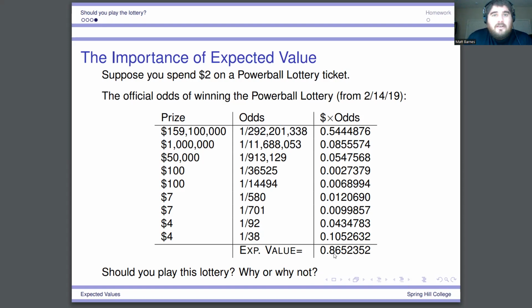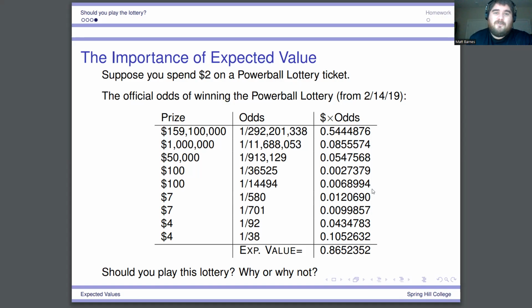So on average, if we played this lottery over and over and over again with these exact same odds and these exact same prizes, we would, on average, expect to get 87 cents back on our $2 investment. Okay, so we spend $2 on the ticket, we expect to win 87 cents. So, of course, the big question is, should you play this lottery? And I think there are actually valid reasons for both sides.